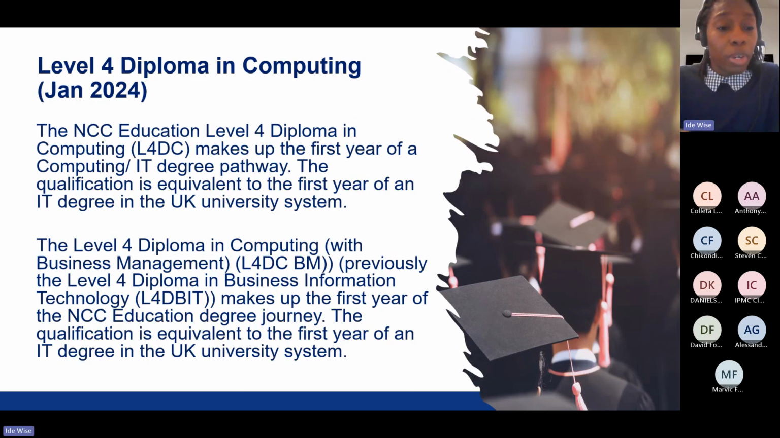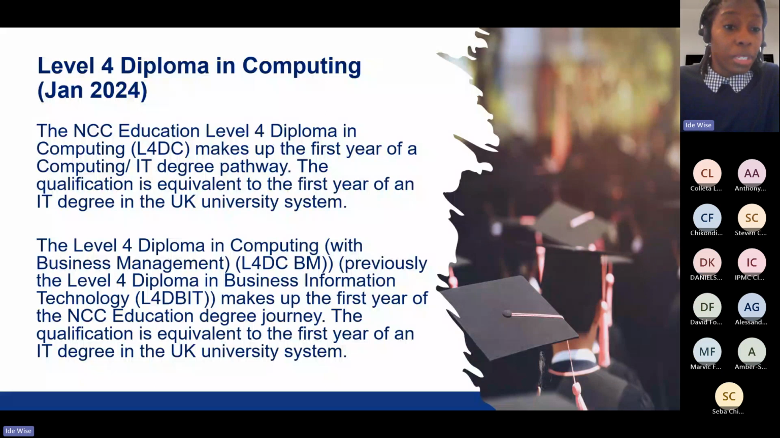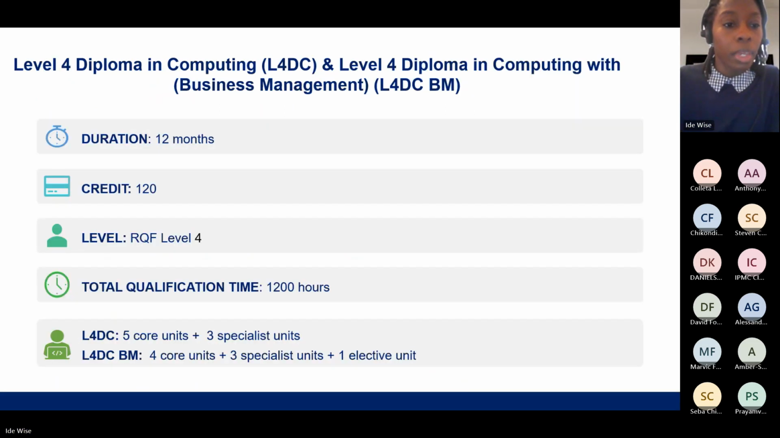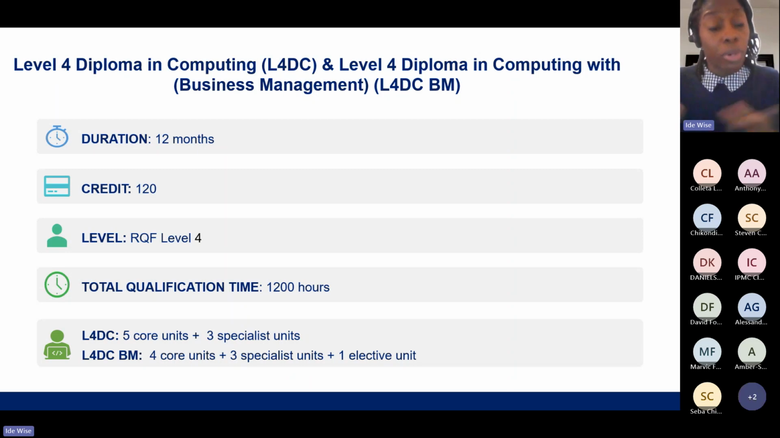For the Level 4 Diploma in Computing and the Computing with Business Management, they would make up what is essentially the first year of a computing pathway. So either the first year with NCC Education, or it's also equivalent to the first year in a UK university degree. And that's the same for both the Diploma in Computing and the Diploma in Computing with Business Management. This time there are 8 units in total, making up 120 credits, and therefore it is an academic year to deliver this qualification.